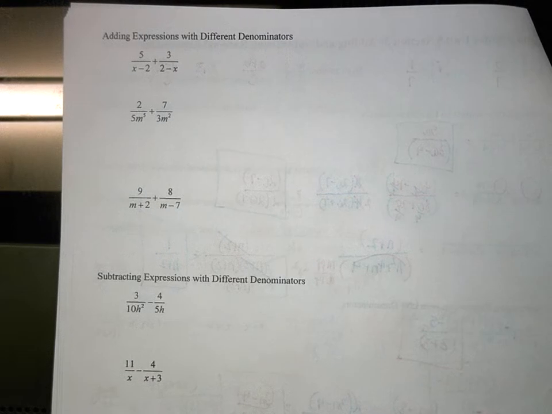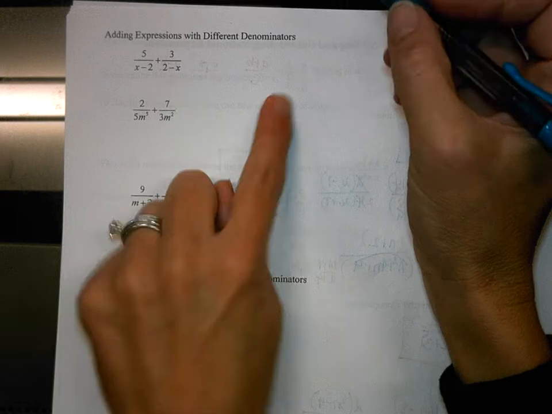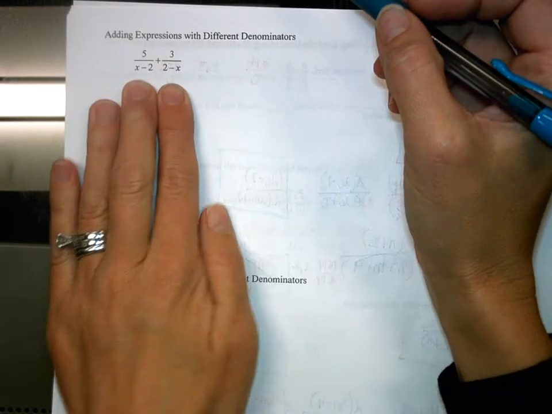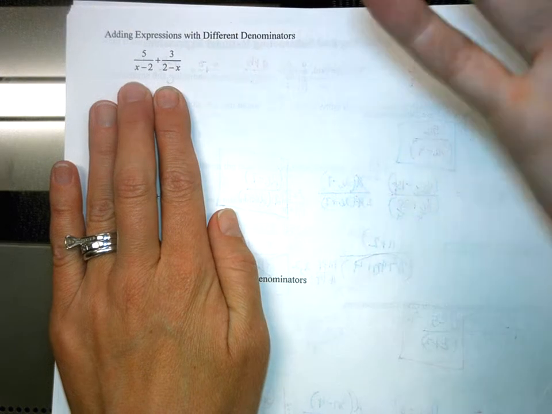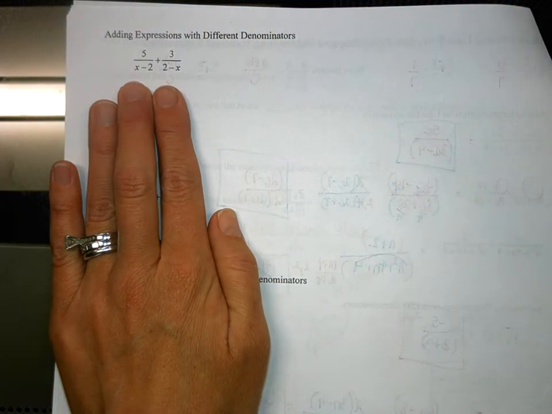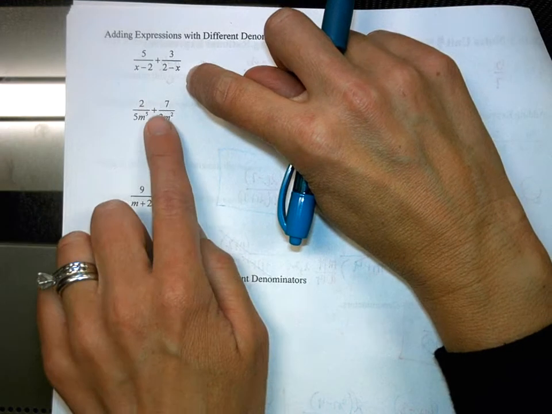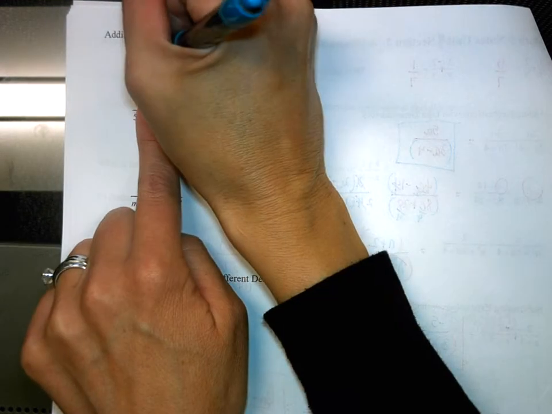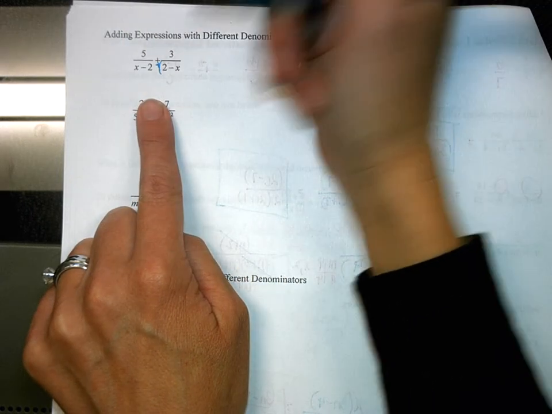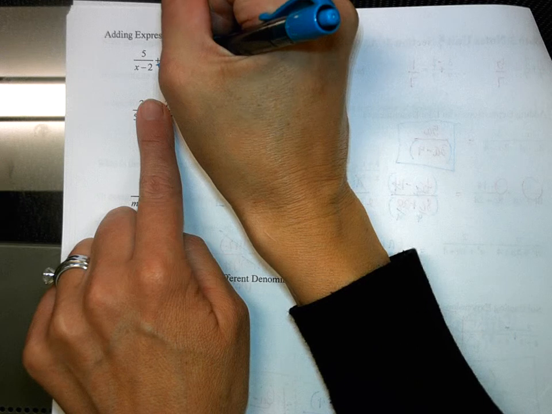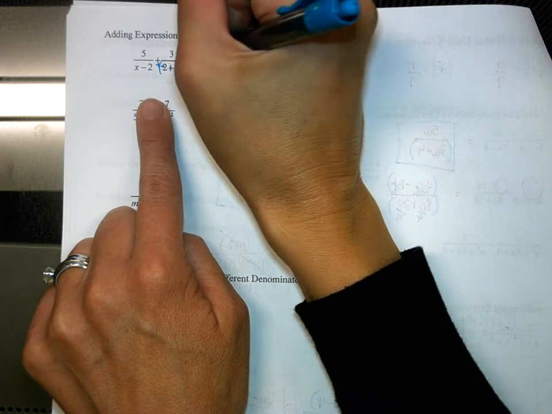All right. So, first thing, adding expressions with different denominators. These denominators are not the same. Is there something I could do to make them the same? Yes. Good. They're opposites, right? And so we can factor out a -1. So if I take a -1 out here, or just a negative, this 2 would become a negative, and the x would become a, okay.